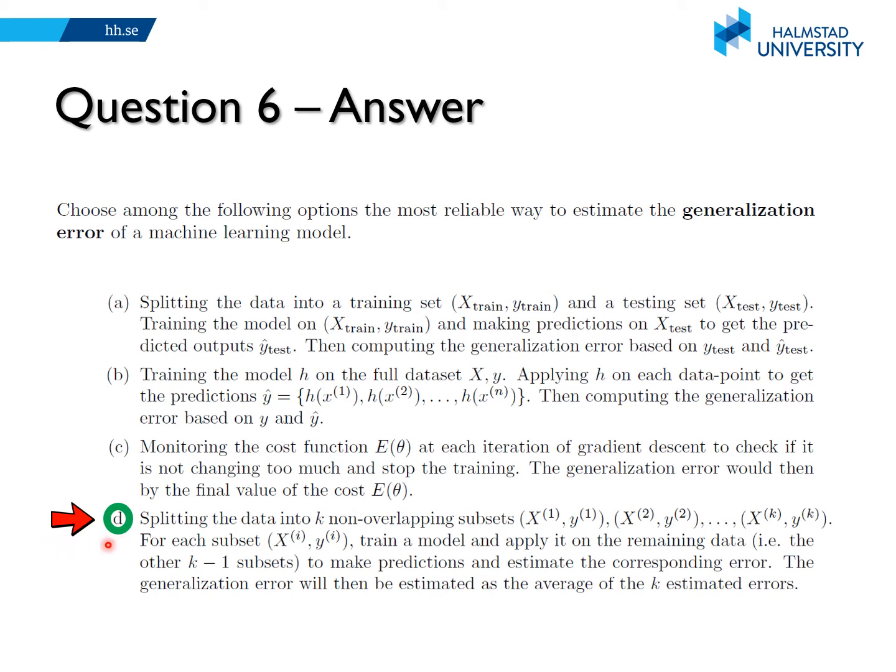The answer is D. So this corresponds to what we saw in the lecture. This is using the k-fold cross-validation.